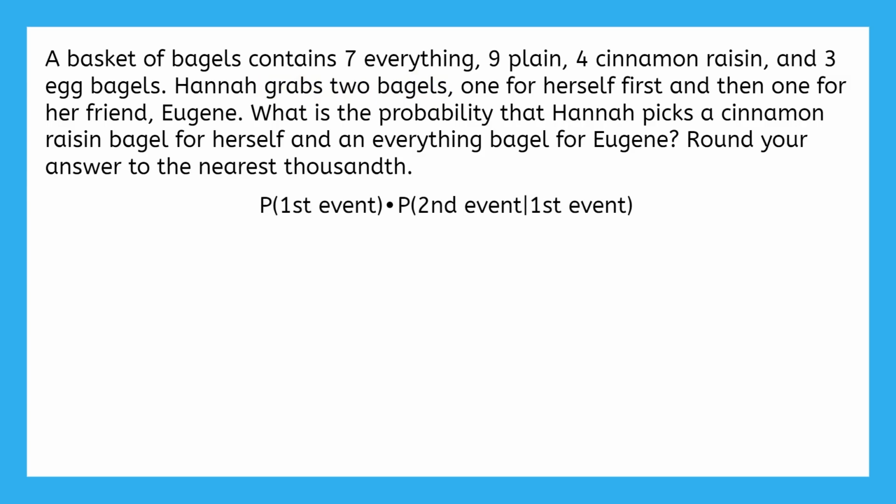Pause the video here and find the probability of the first event on your own. Since Hannah is picking her own bagel first, the first event is a cinnamon raisin bagel. 7 plus 9 plus 4 plus 3 makes 23 total bagels in the basket. Of those 23 bagels, 4 of them are cinnamon raisin. So the probability of that first event is 4 over 23.